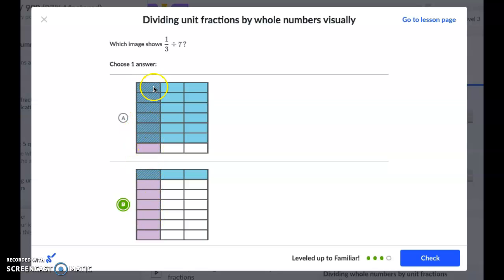So 1/3 divided by 1, 2, 3, 4, 5, 6. 1/3 divided by 1, 2, 3, 4, 5, 6, 7.